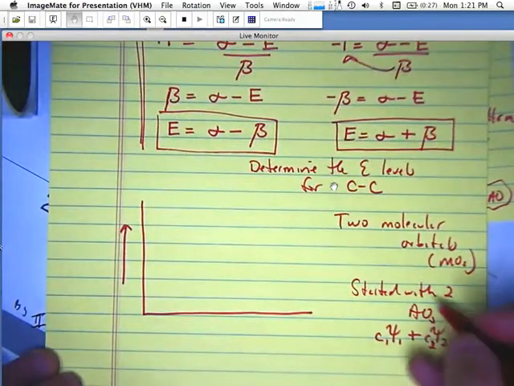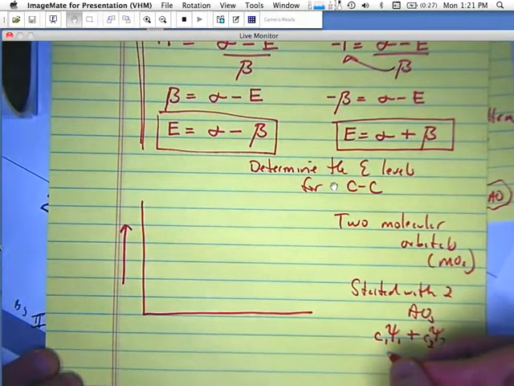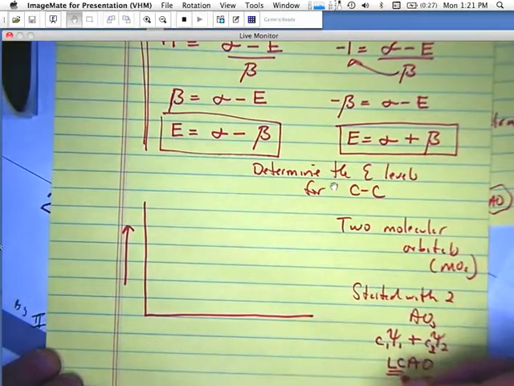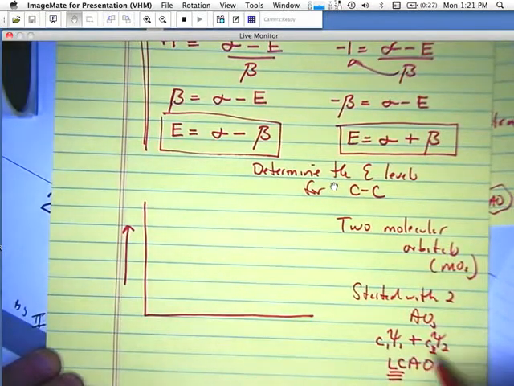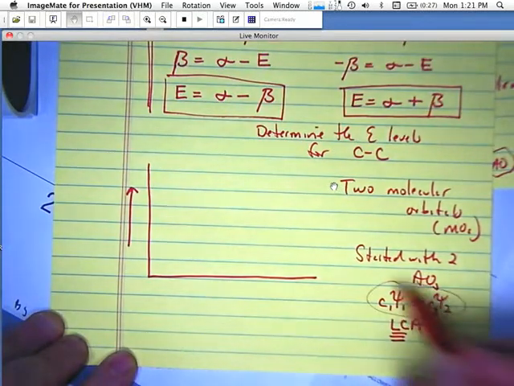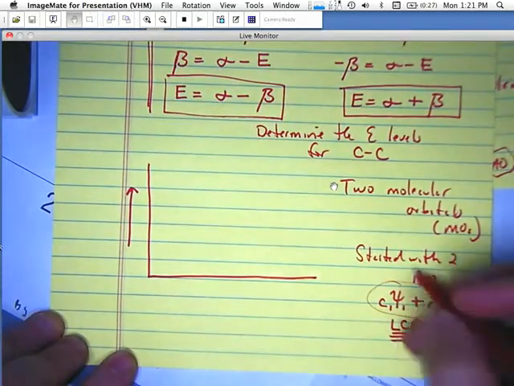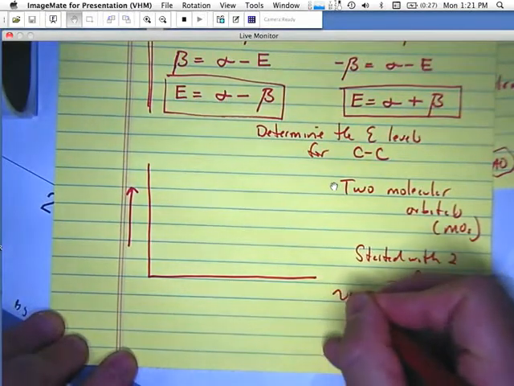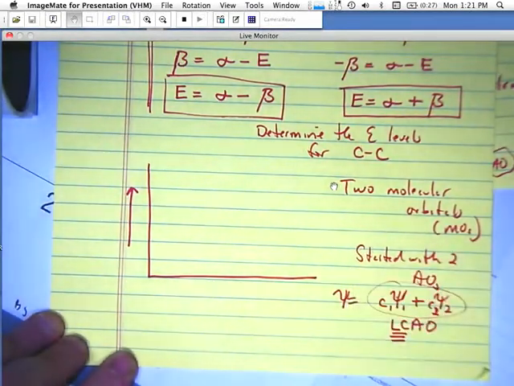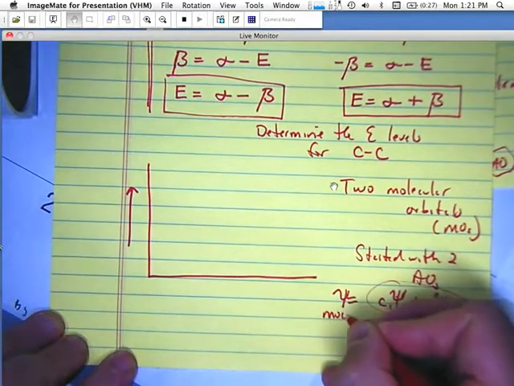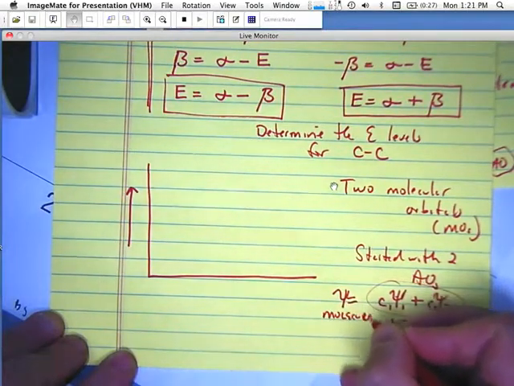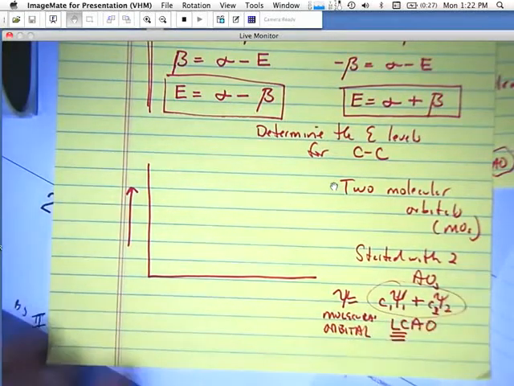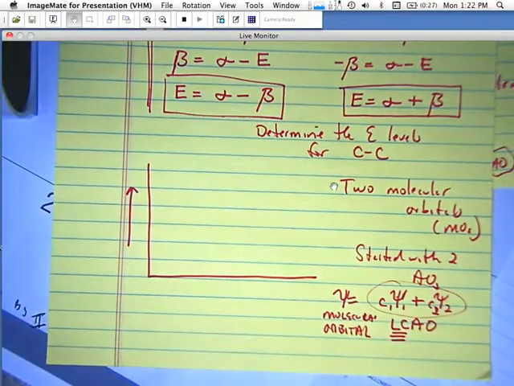And the method you're using here, by the way, is linear combination of atomic orbitals. Linear combination is simply a fancy way of saying add these guys up. So I took two atomic orbitals and I added them together, and that gives me what's called the molecular orbital for the particular molecule.